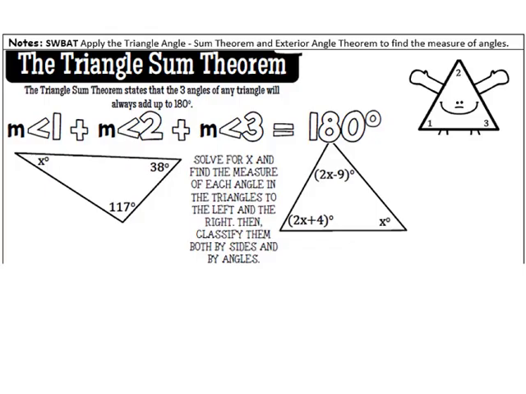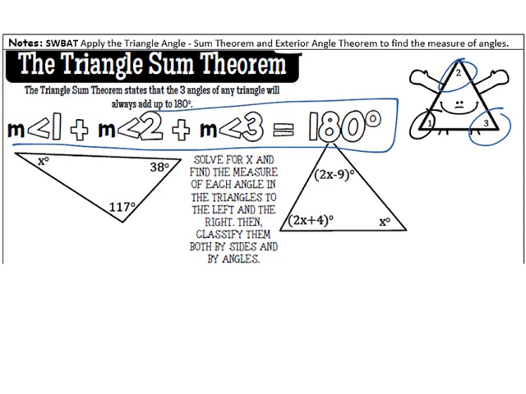Okay, so we're dealing with two theorems today. Let's take the first, the triangle sum theorem. The triangle sum theorem basically states that the three angles of any triangle will always add up to 180 degrees. So if I take this angle, measure 1, measure 2 and 3, it must equal 180, and that's what this theorem looks like when written notationally or mathematically.